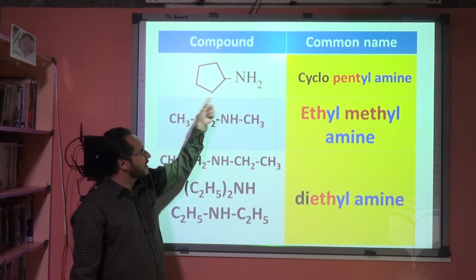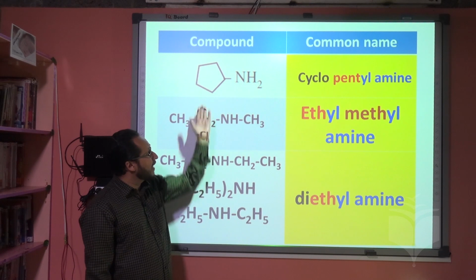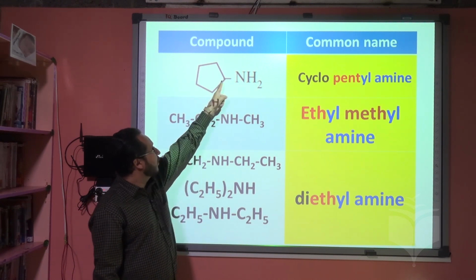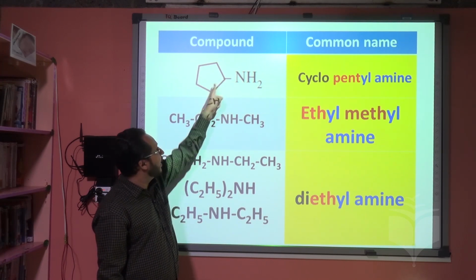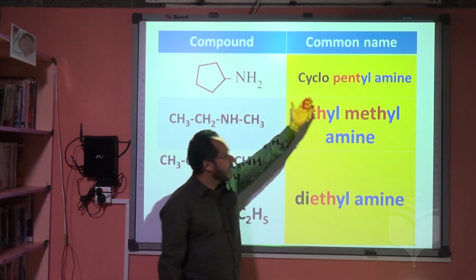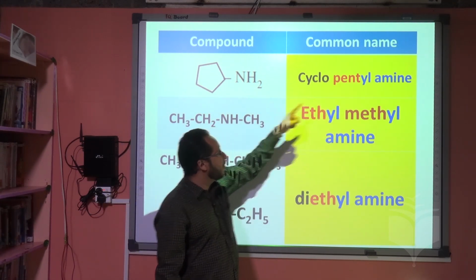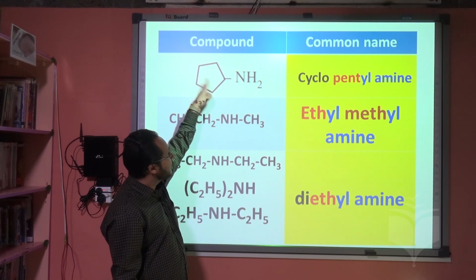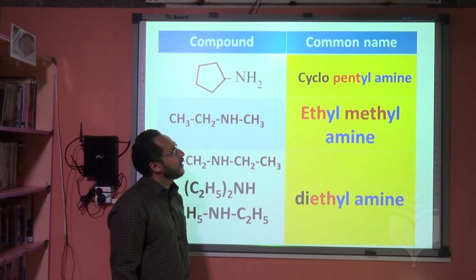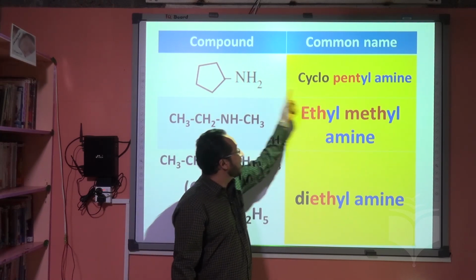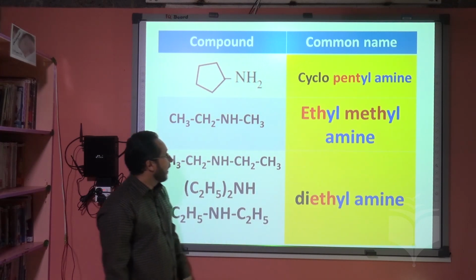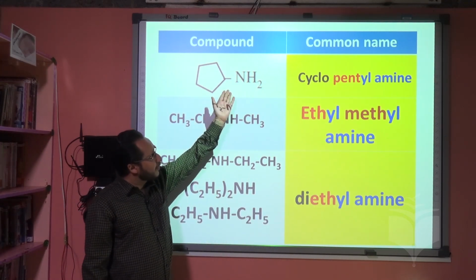Now here you have a cyclic compound. In a cyclic compound, you just count how many corners you have. Each corner means a carbon. So 1, 2, 3, 4, 5 carbon atoms. So it is cyclopentylamine. Why cyclo? Because this is a cycle, a cyclic ring. And here we have the NH2. So we call it cyclopent because you have 5 carbon atoms, and YL amine. That is for the primary amines.